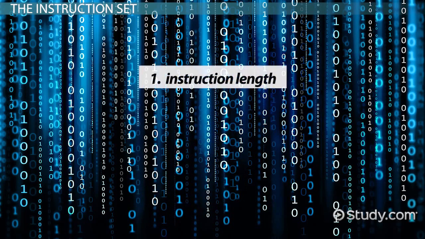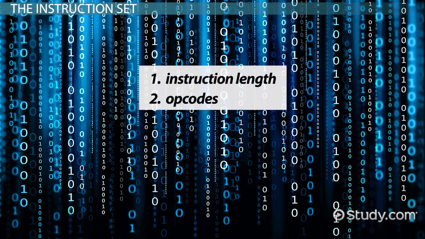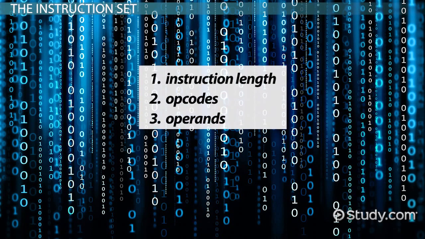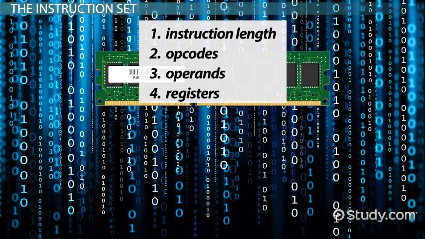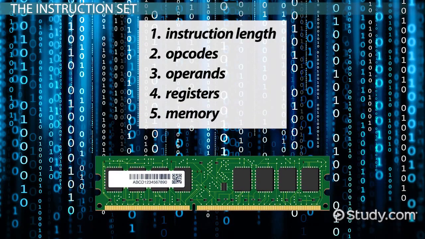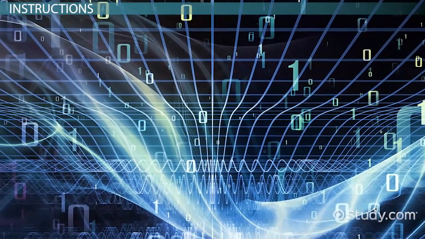1. Instruction length. This can vary. 2. Opcodes, which is the command to be carried out. 3. Operands, which is what the command will operate on. 4. Registers, which include internal locations, which are limited in number and ability, but quick to access. And 5. Memory, which includes external storage and involves a larger and more versatile number of locations, but slower to access. So, what is an instruction?